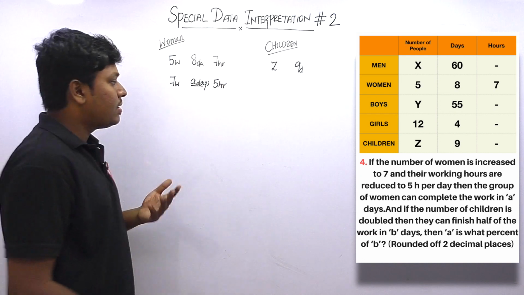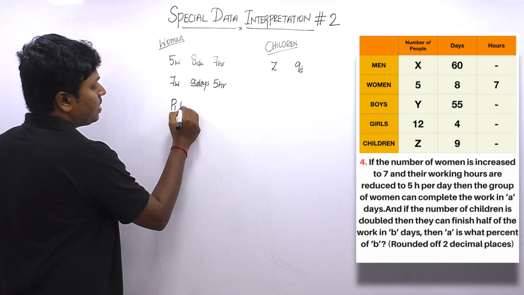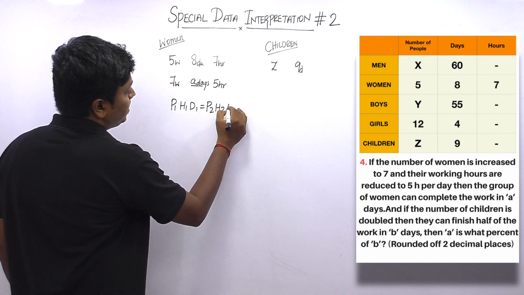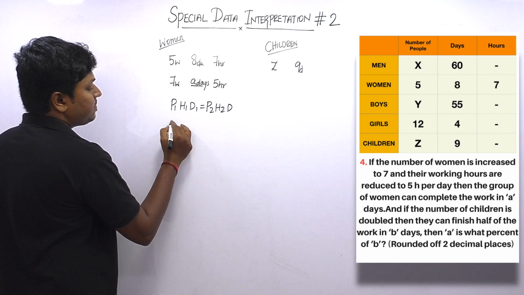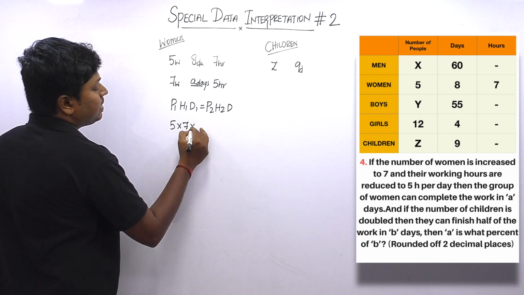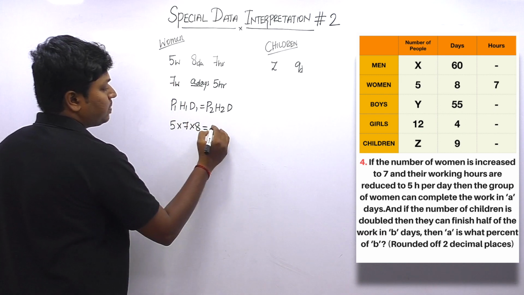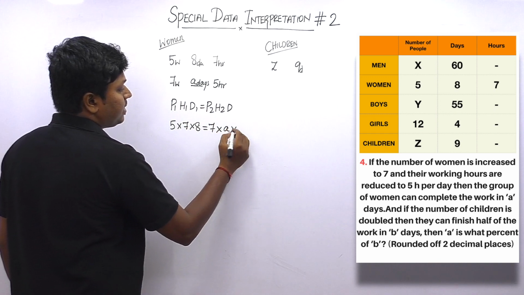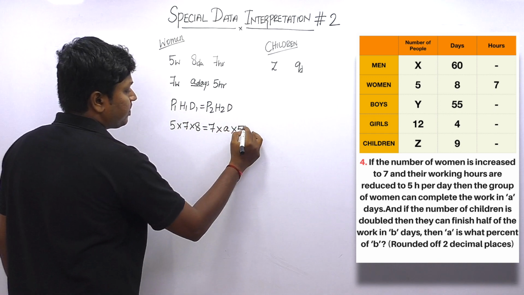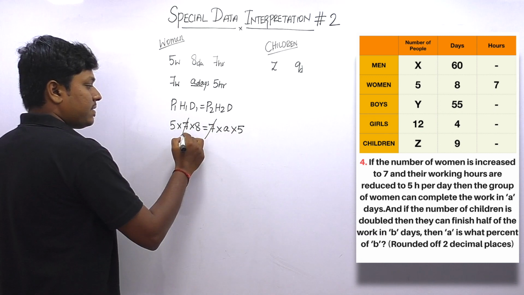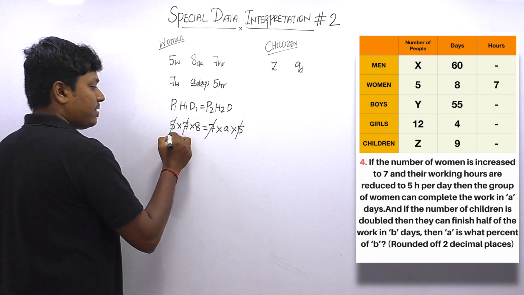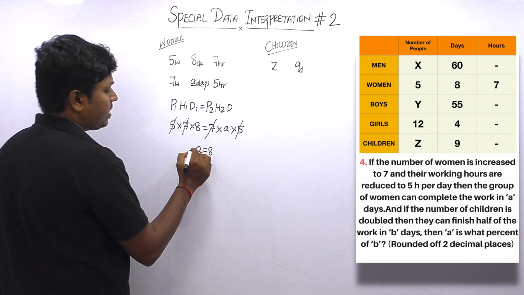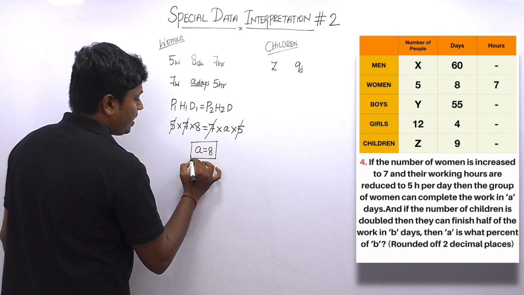But in both cases they are doing the same work. So we can say that the formula will be P1 H1 D1 is equal to P2 H2 D2, where P1 persons is 5, hours will be 7, days is 8, is equal to P2. So 7 women, hours 5, and our target is to find this A as the days. So now I think we can cancel 7 and 7. Similarly we can cancel 5 and 5. A is equal to 8. Is this correct? So finally we have found that the answer for A is 8.